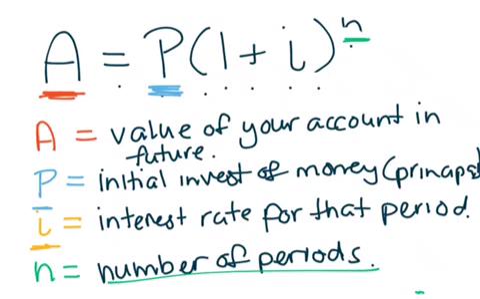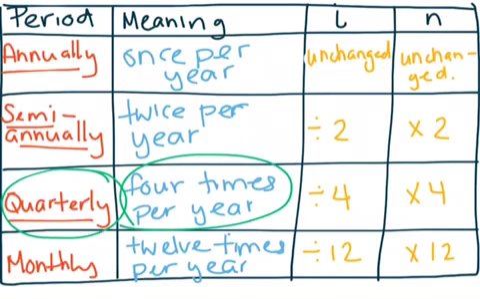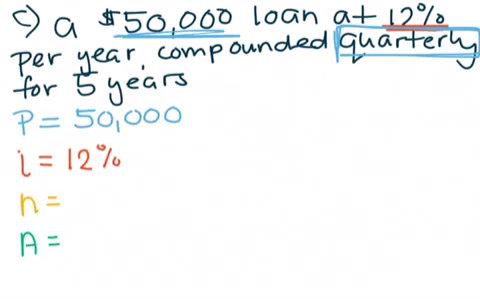We are in the quarterly row now, which means the bank is going to compound our interest 4 times per year. And what am I going to do with the interest rate? I have to divide it by 4, says our chart. So back on our question, I can't leave the interest rate at 12%. What is 12 divided by 4? That is 3%, but I can't leave it like that. I've got to put it into a decimal. To change a percentage into a decimal, we divide by 100, and we're left with 0.03.